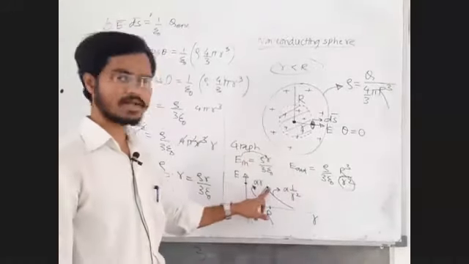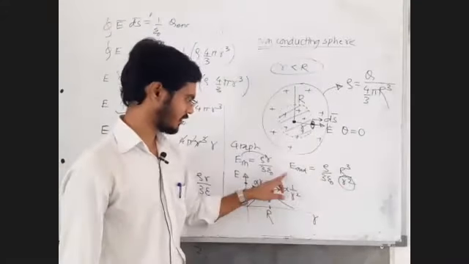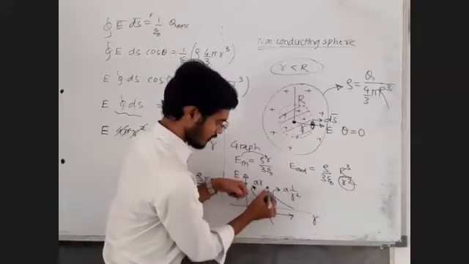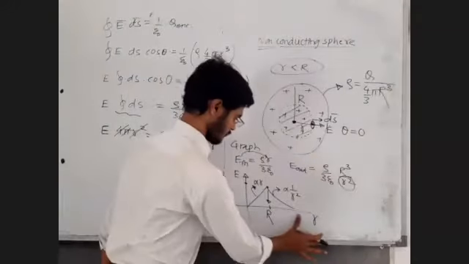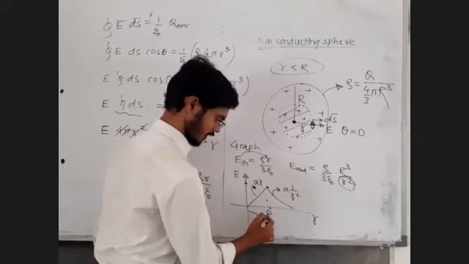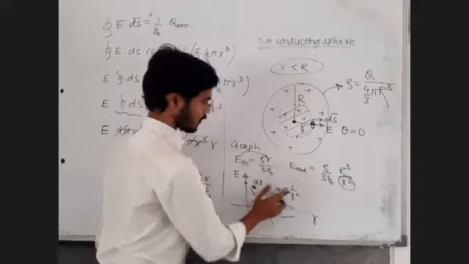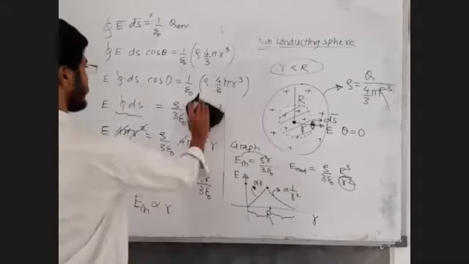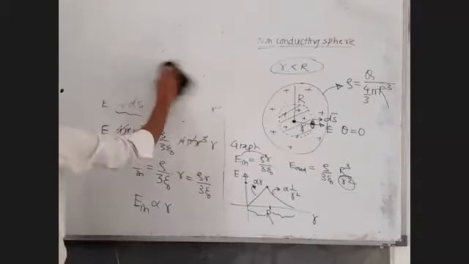Inside, proportional to r, a straight line. Outside, 1 upon r square. As r increases, E decreases. So as r increases, the electric field decreases. This region is called the inside region, this region is called the outside region, and this point is called the surface point, when small r is equal to capital R. Fine. Now let us relate that with the gravity.